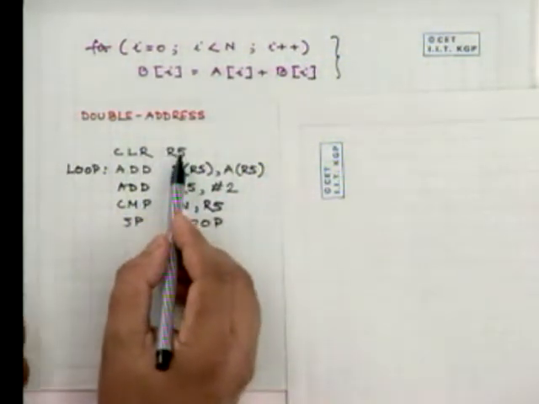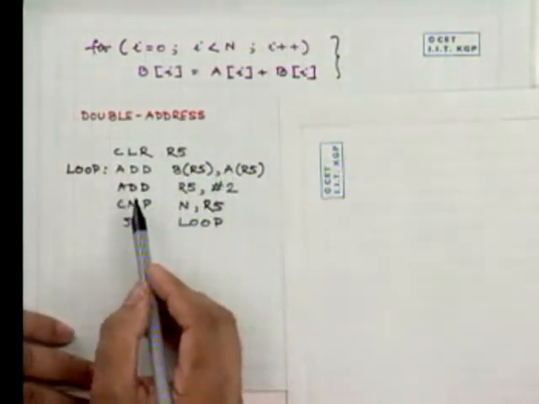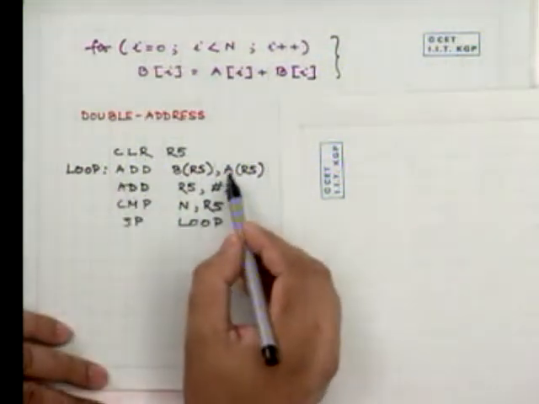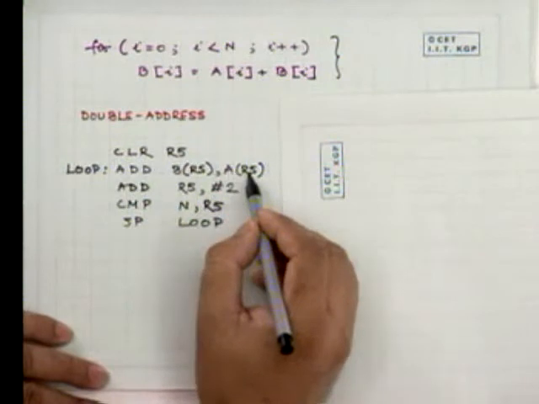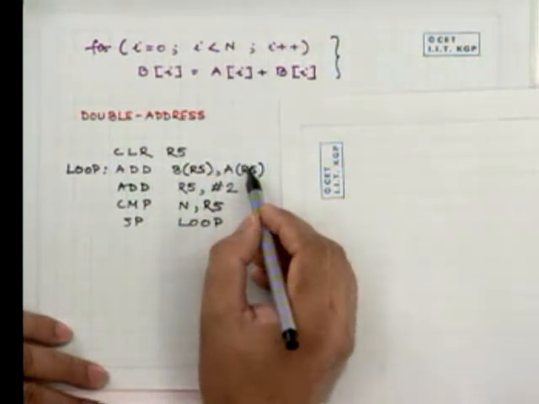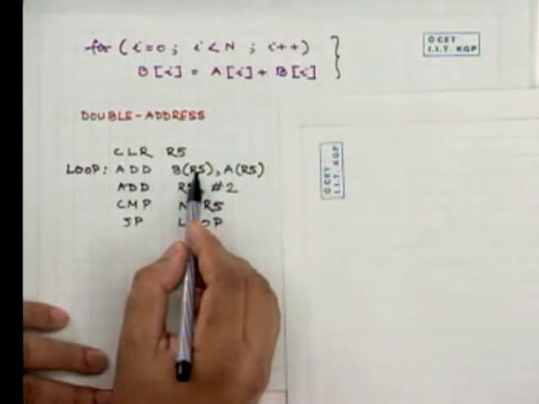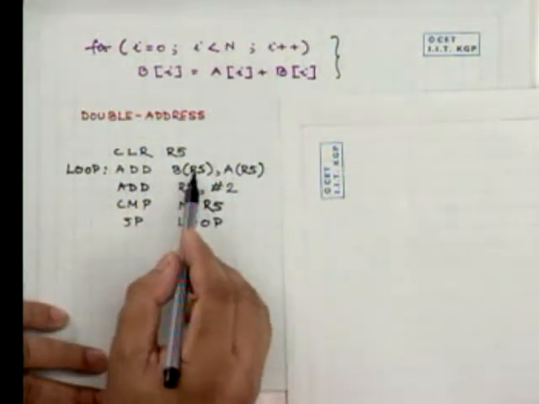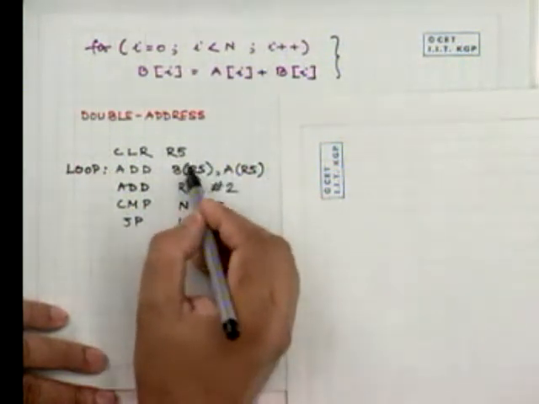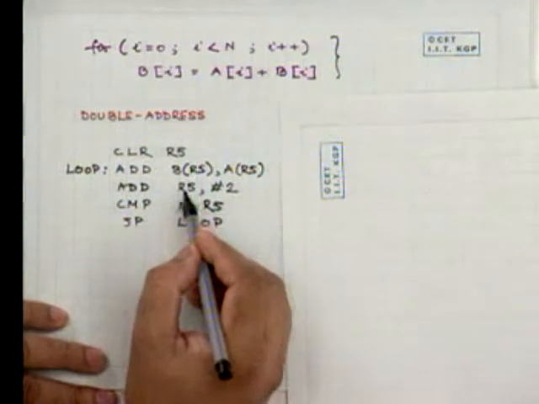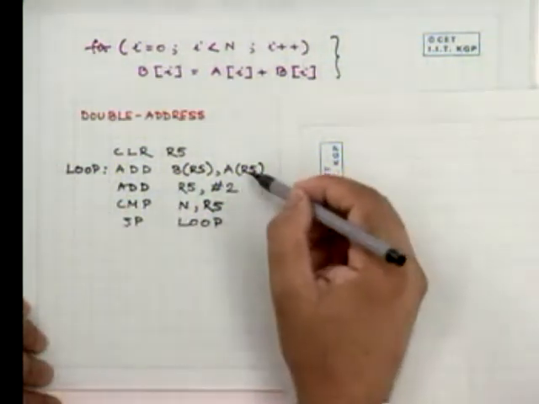For example, let us take R5 as that index register. We'll clear R5 first, then add AR5 with BR5. That means take the content of A displaced with R5, then take the content of B displaced with the content of R5, take their content, add them, and store them in BR5, then add 2 to R5 so that you can go to the next memory location.